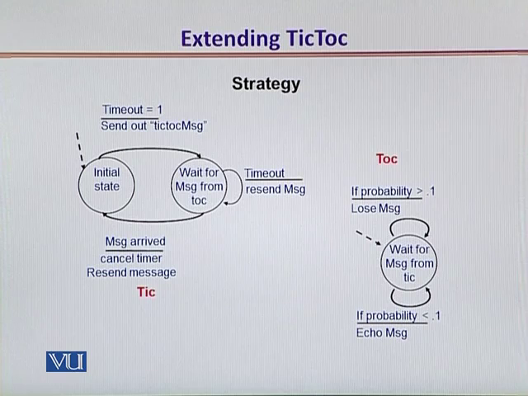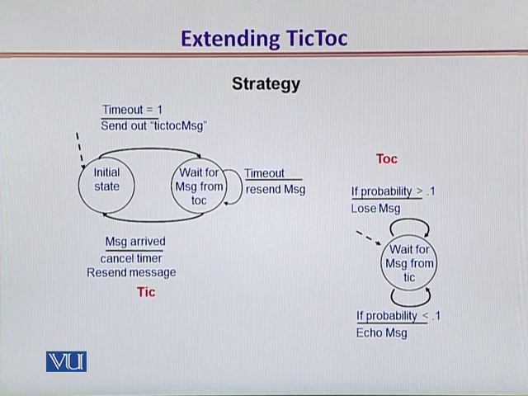In TIC, we see that when TIC is in initial state, after 1 second, it is going to send out a packet called TIC-TOC packet. And it is going to move to another state, which is now it is expecting a message from TOC. If TOC does not reply, TIC is going to time out and it is going to resend the same message. But if TOC replies in time, it means the message arrived event occurs, and correspondingly TIC has to cancel the timer, restart the timer, and send another message.